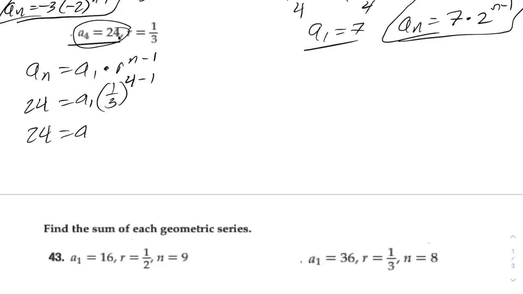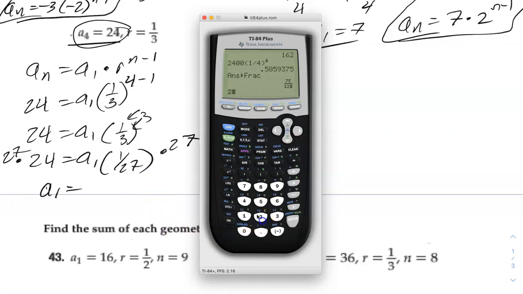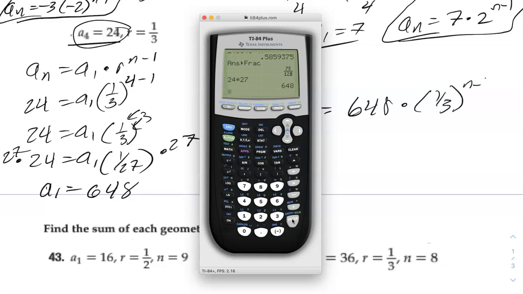24 equals a1 times 1/3 to the 3. So 24 equals a1. That 3 goes to both, and I get 1 over 27. Times both sides by 27. I get a1 equals, I don't know what 24 times 27 is. I should. 648. So now I have my equation. An equals my a1, 648, times my r, 1/3, to the n minus 1.